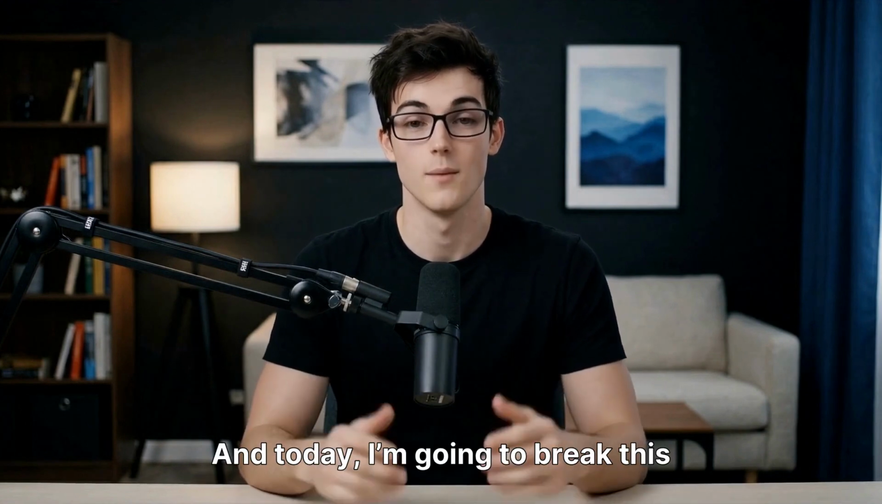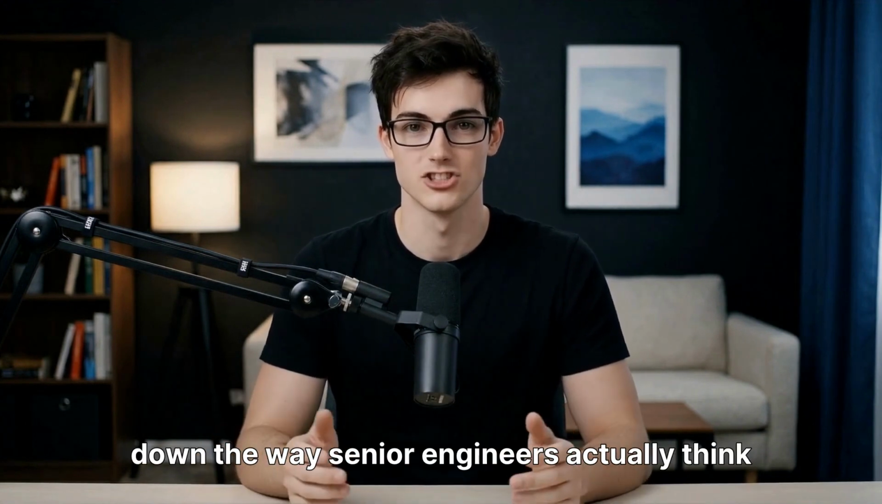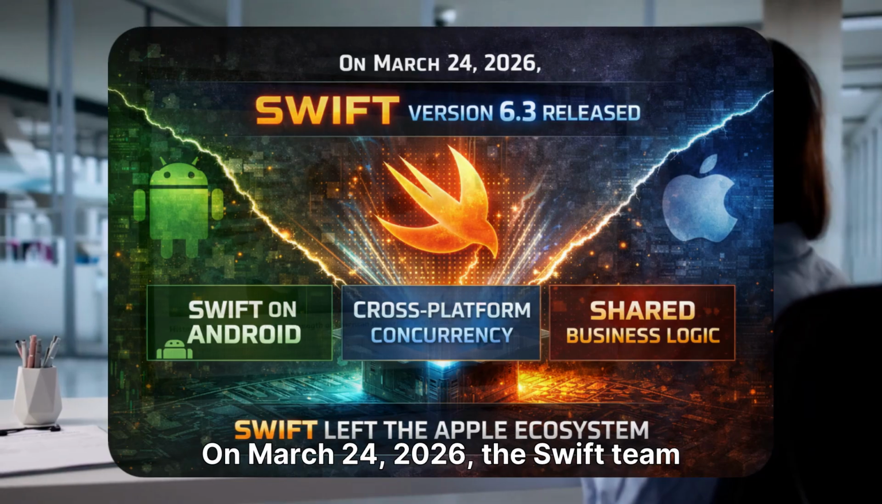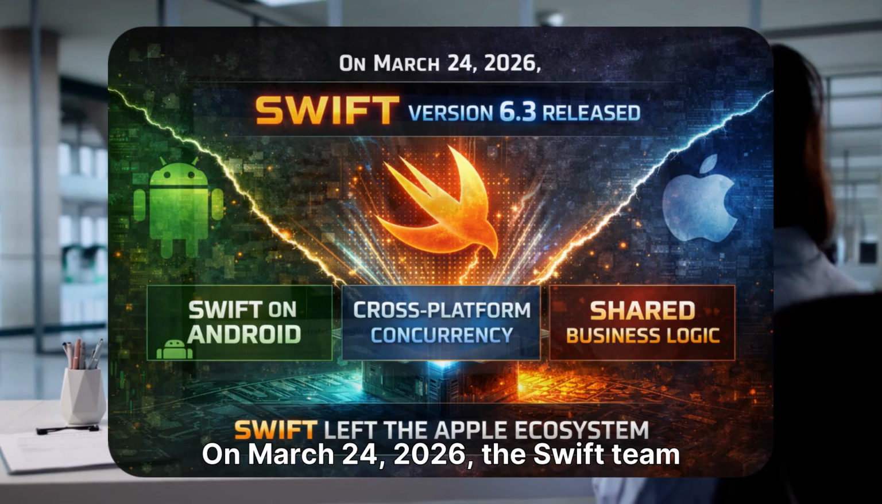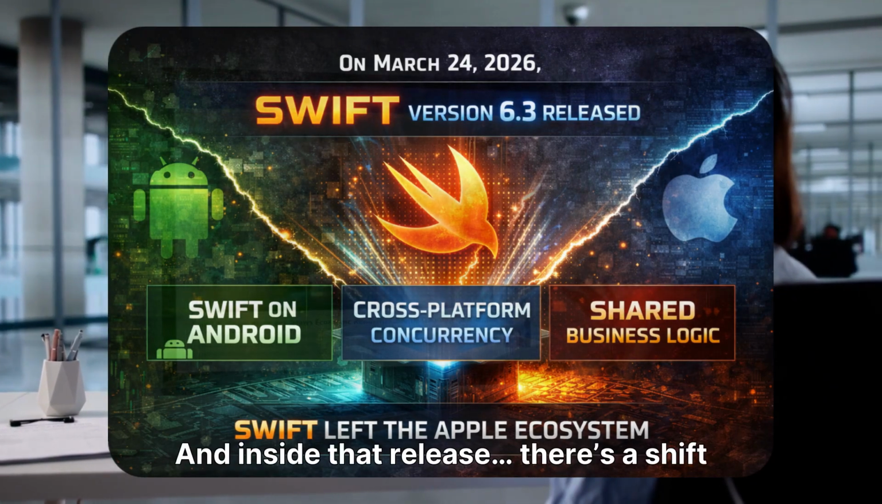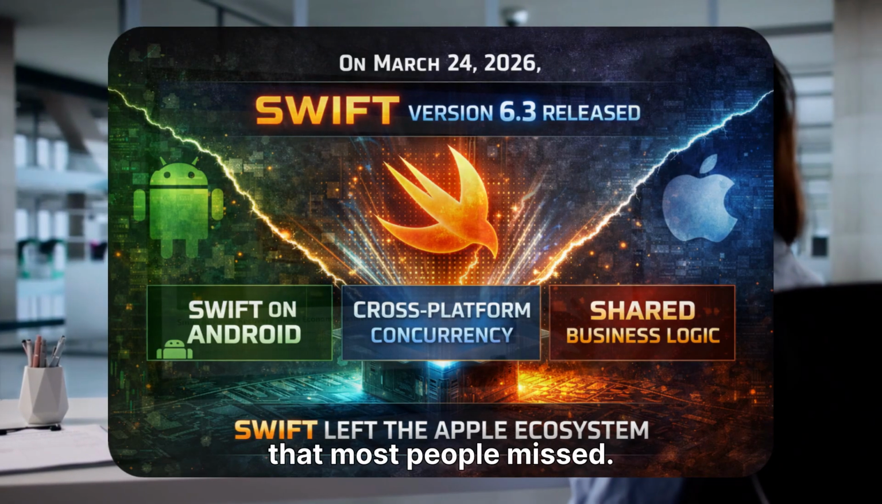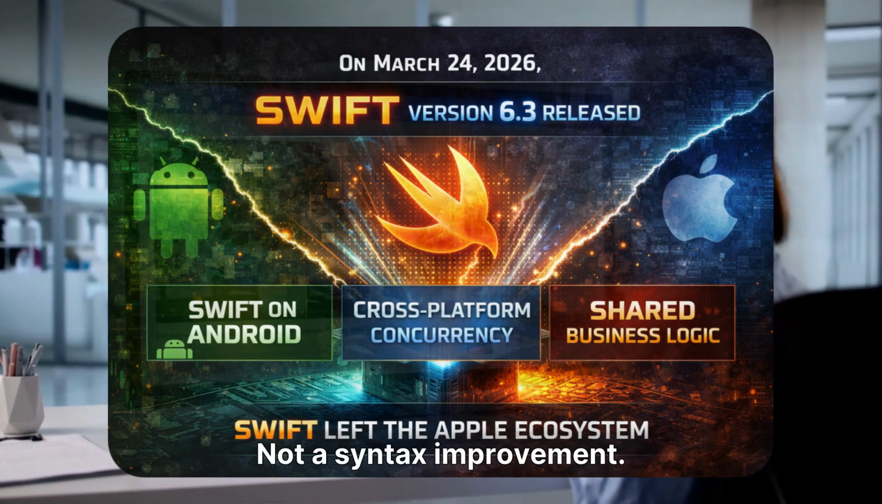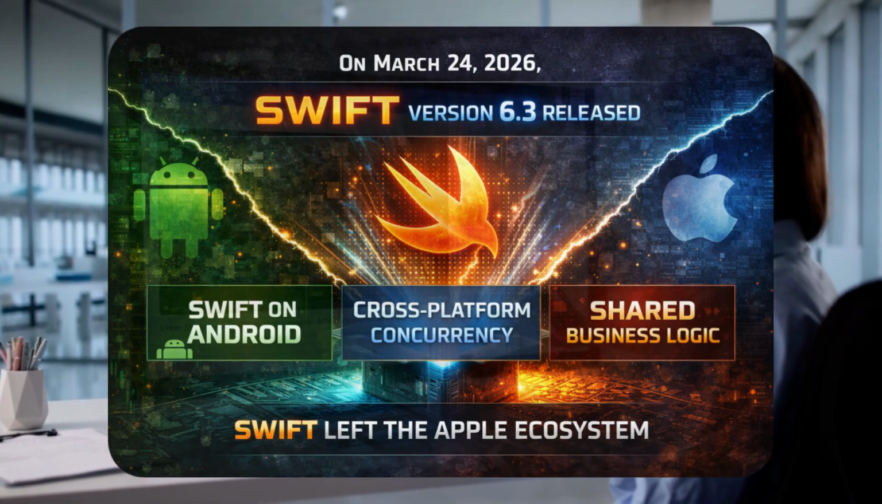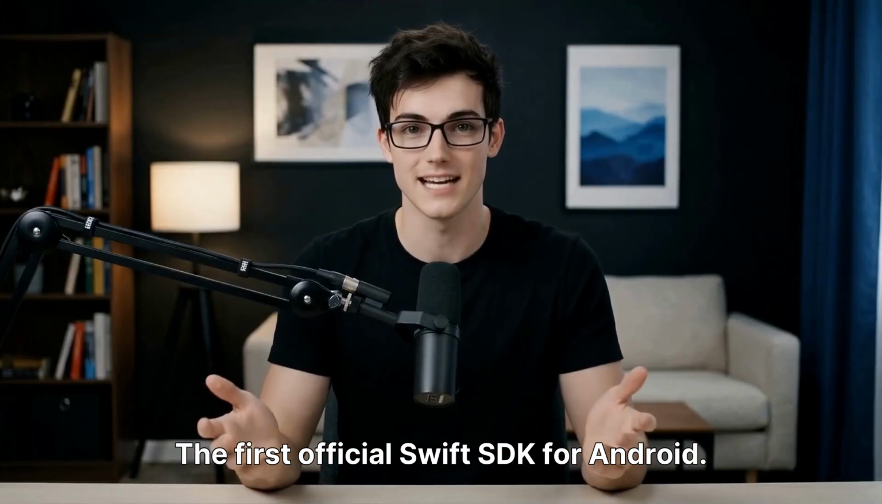And today, I'm going to break this down the way senior engineers actually think about it. No hype, no fluff. On March 24, 2026, the Swift team released version 6.3. And inside that release, there's a shift that most people missed. Not a feature, not a syntax improvement. A shift in what Swift can be used for. The first official Swift SDK for Android.